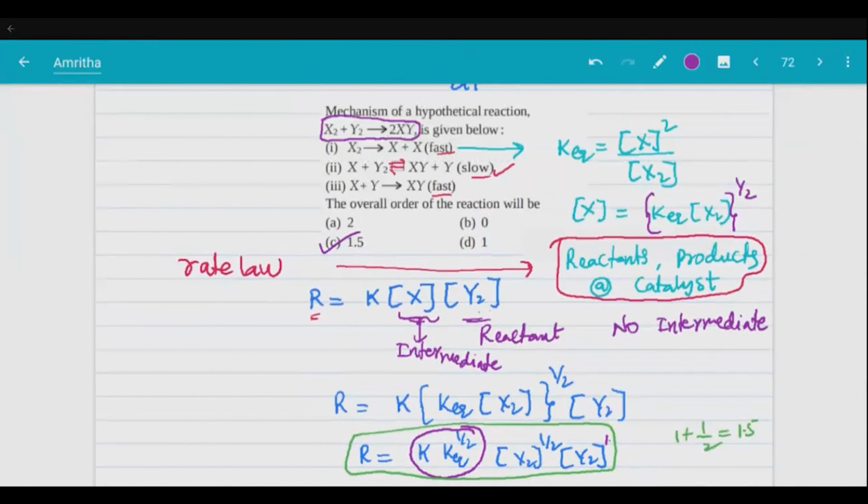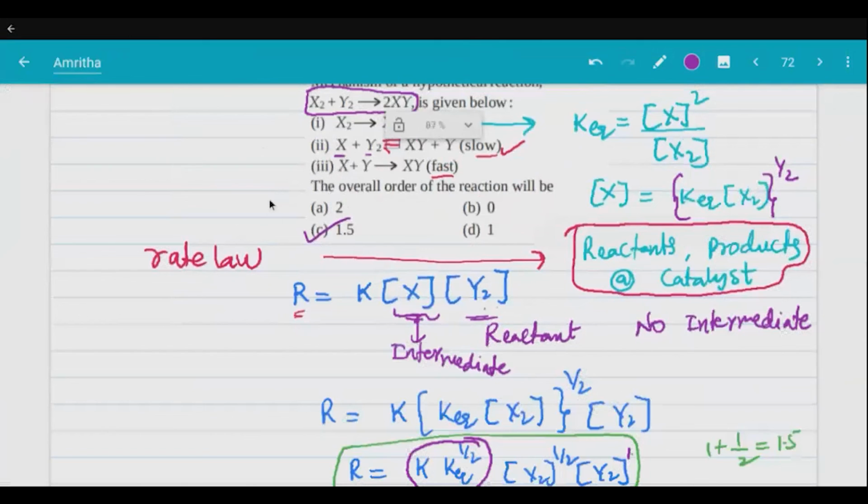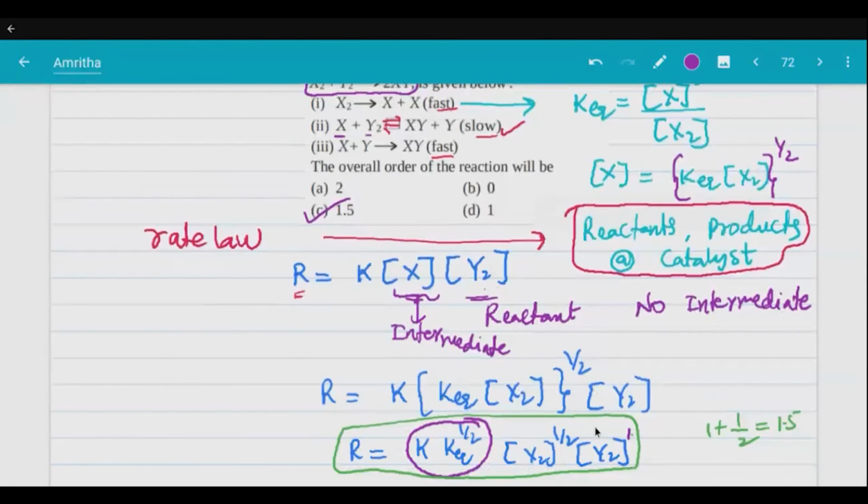Always start with the slow step. Molecularity is very simple. How many molecules are involved in the slow step? That's it. In the slow step, how many molecules are involved here? 1 plus 1, so molecularity is 2. But what is the order here? Order means, after writing the rate law, the sum of powers. This is the order. Did you get the clarity? Molecularity means just the number of molecules. It can't be a fraction, but order can be a fraction. Order can be negative.